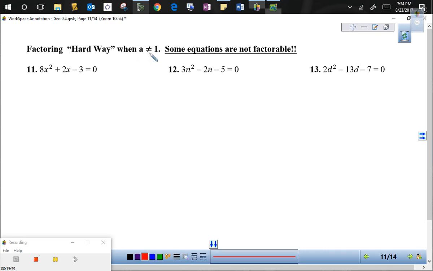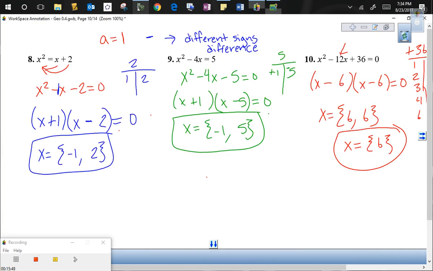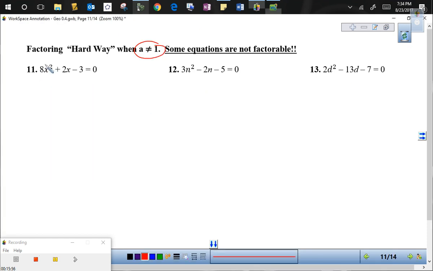So the hard way is when our a is not equal to 1. This is going to make our job a little bit tougher, because before, we needed our first terms. This x times this x got us to x squared. So I need my first terms to multiply together to be 8. So it's a lot of work here. What we're going to do is follow this process. We're going to take the same idea, but we're looking at the factors, instead of just at c, we're looking at the factors of a times c that add to b.